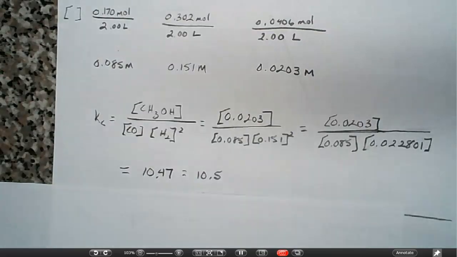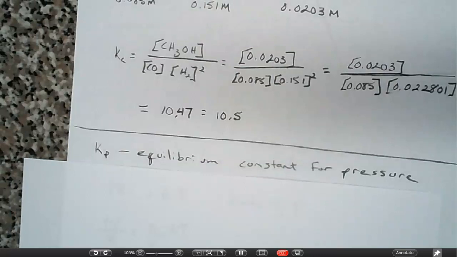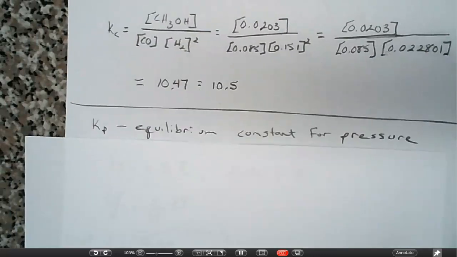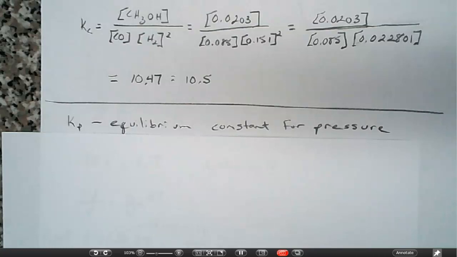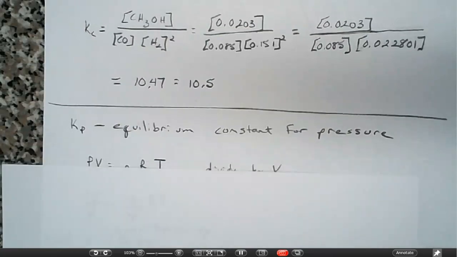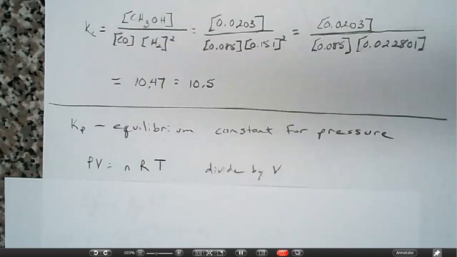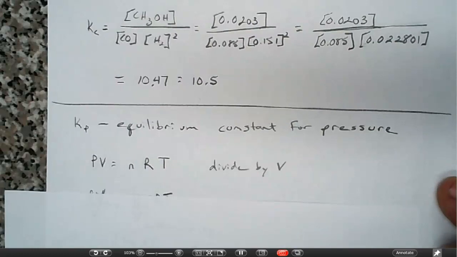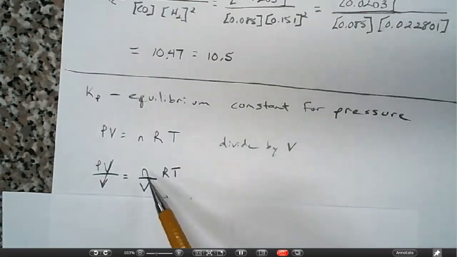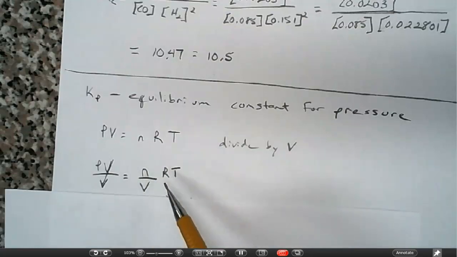All right, so for today's stuff, here's what we got going on. We're going to be working with this new constant. It's called Kp, and it's the equilibrium constant for pressure. Very similar. It's actually the same thing except a couple little twists. And I'm going to go way back to our ideal gas law. PV equals nRT. And if I divide by V, it gives me this. And remember, moles over volume, this is a molarity. That's a concentration.